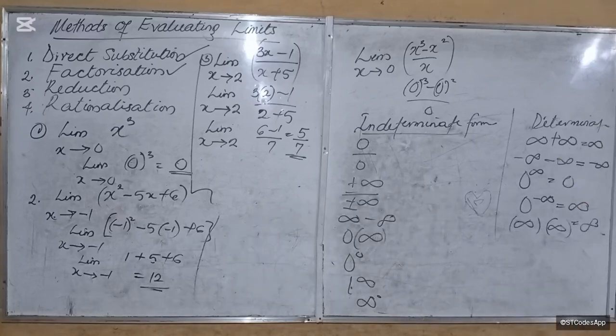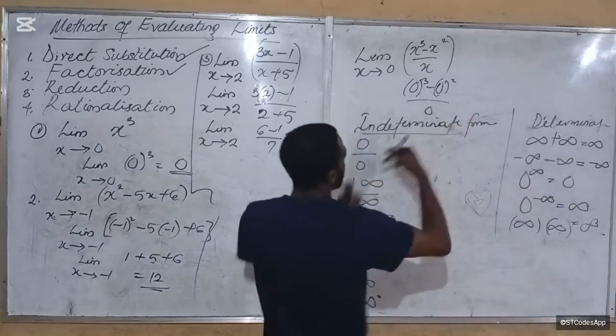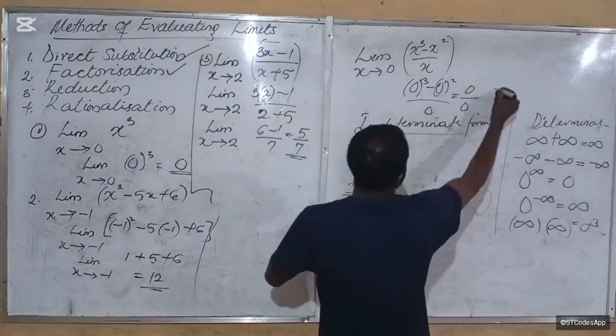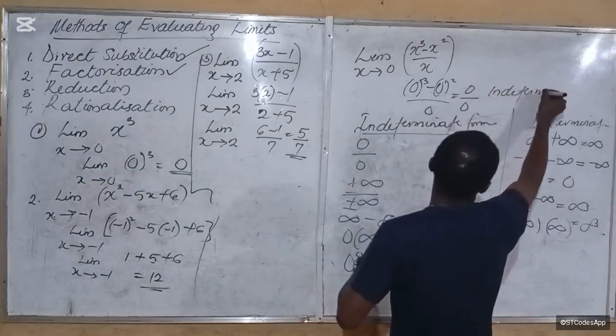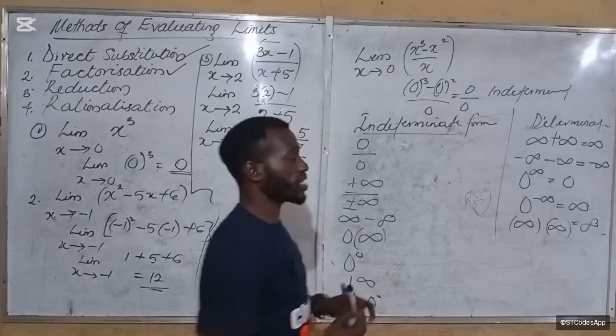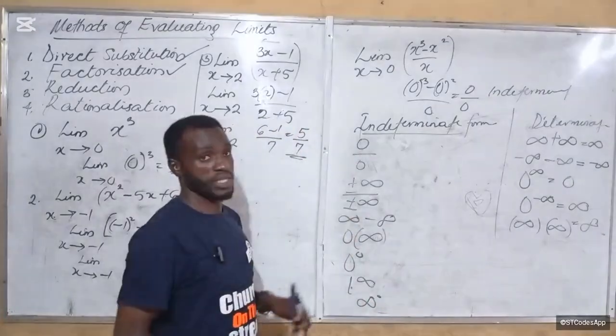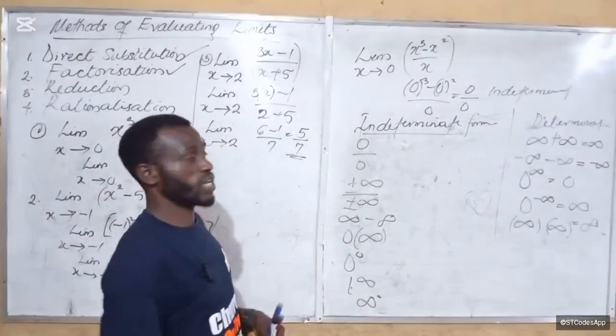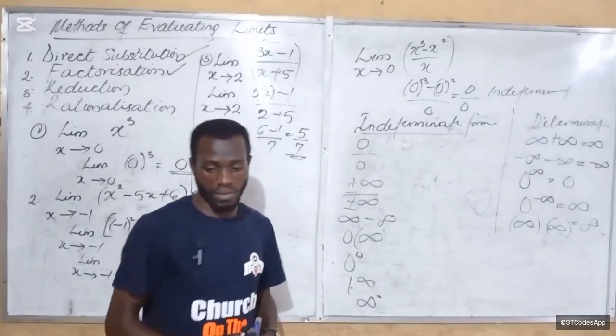All right. So these are the determinate and indeterminate forms of our function. So looking at this, it's going to give us 0 over 0, which is what? Indeterminate. So when your function takes any of these forms, then it is indeterminate. You have to change the method you are using to evaluate the limit. Okay?